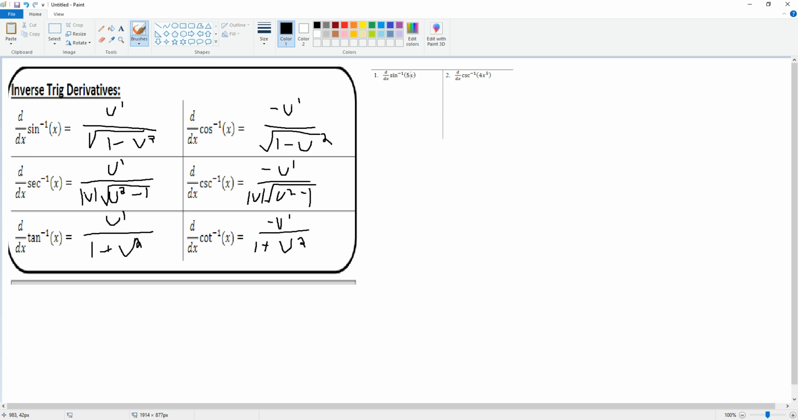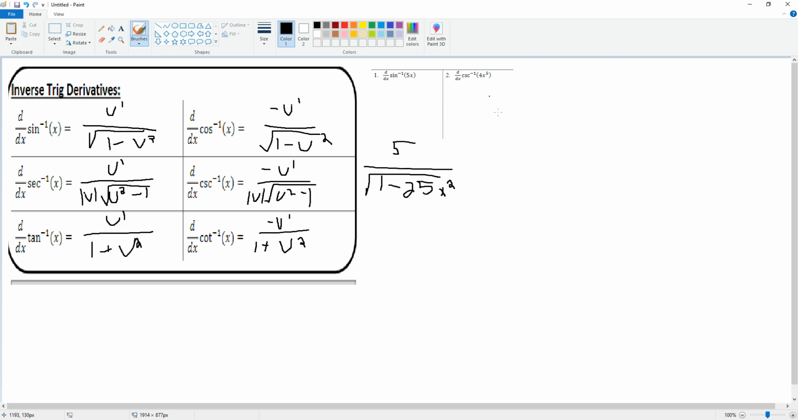Number 1 is sine, and the argument is 5x. So u is 5x, so u prime is 5, over the square root of 1 minus u squared, which is 5x squared, 25x squared.